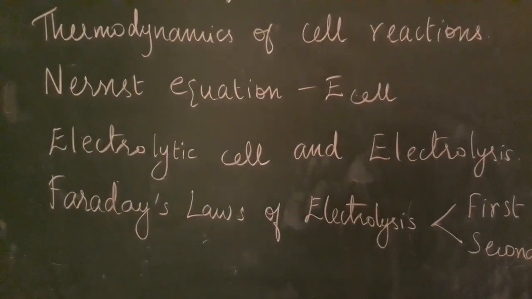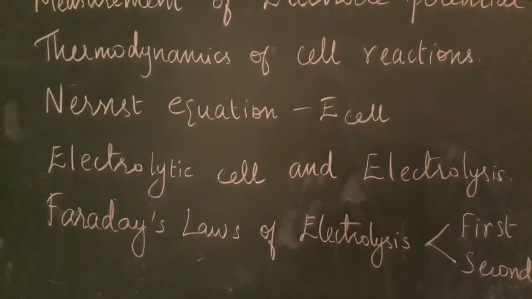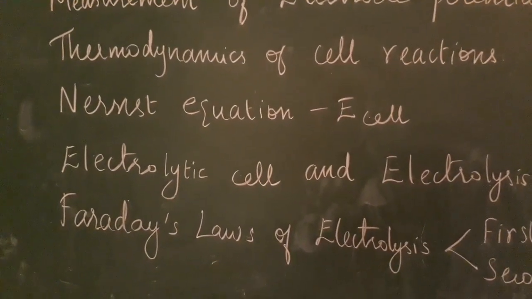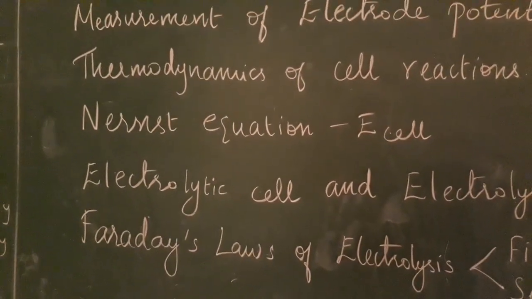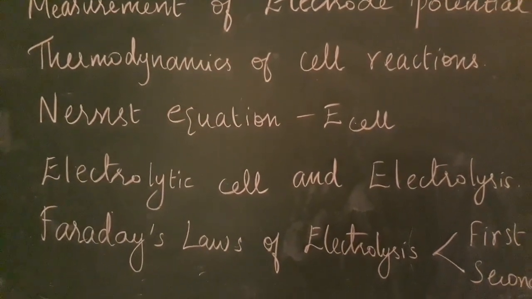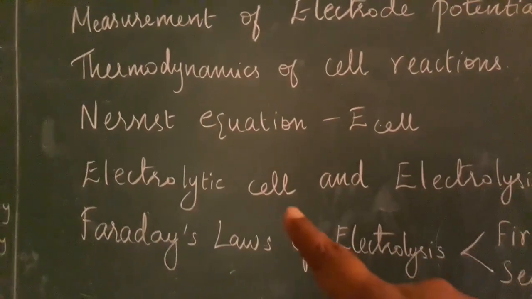So far we studied the galvanic cell. What does galvanic cell mean? The chemical energy is converted into electrical energy. That is called a galvanic cell. What is an electrolytic cell? An electrolytic cell means that electrical energy is converted into chemical energy. So that we are going to study in this electrolytic cell.